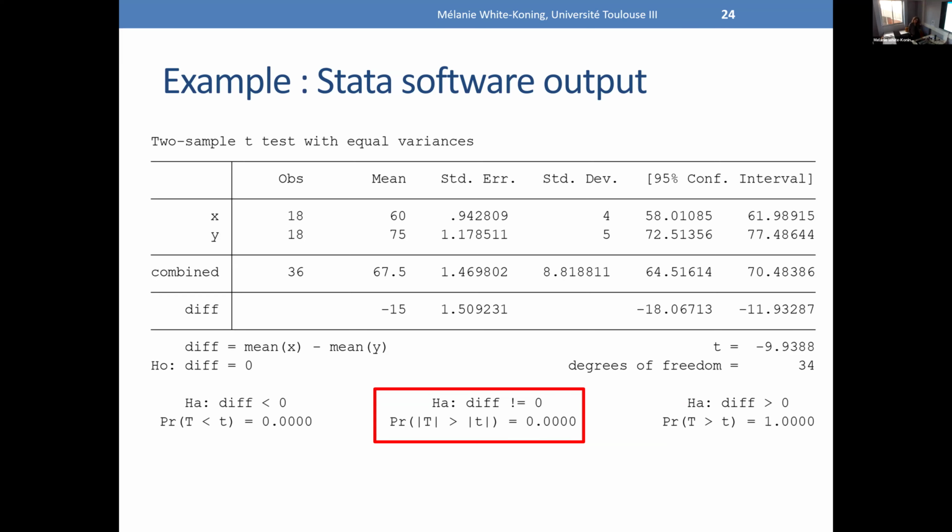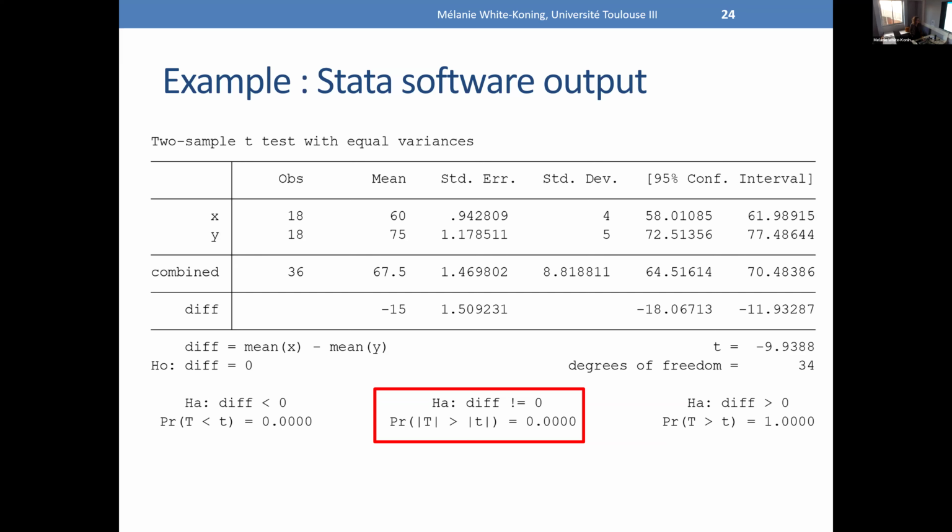Yes? Okay, good question. Why did we take the absolute value of 9.93? Because when you are in a bilateral case, you always take the absolute value. Is that what you wanted to say? Good. So if you are unilateral, you leave it as it is, whether it's negative or not, but if it's the bilateral hypothesis, then you take the absolute value. Do you have any other questions?